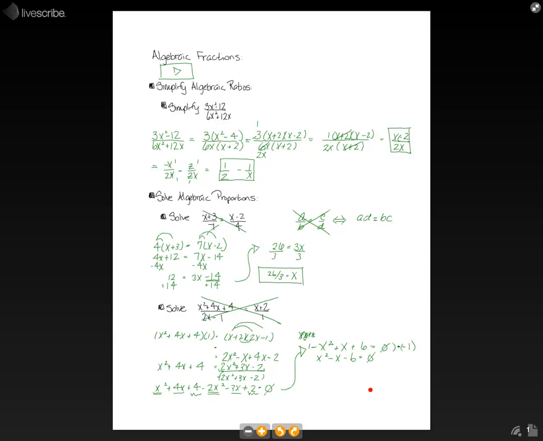Now you can go about this in two ways. You can use the quadratic formula and solve for x that way, or you can just look at this and realize that this is a factor pair of x minus 3 and x plus 2, which gives us our solution x minus 3 equals 0 and x plus 2 equals 0, which means x equals 3 and negative 2, which are our two solutions for this algebraic proportion.